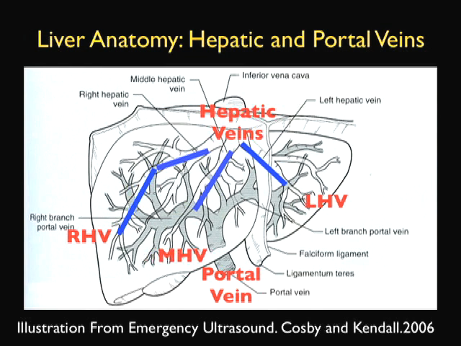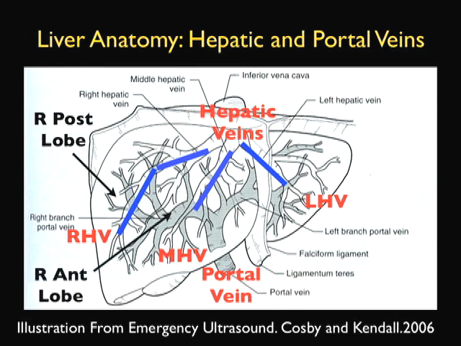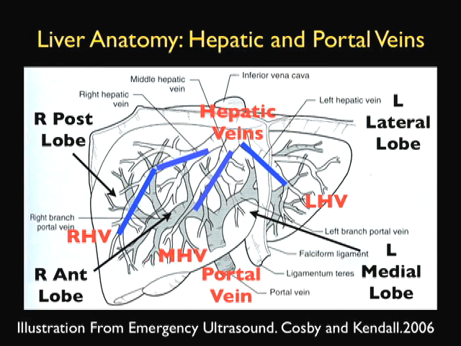Recall that the hepatic veins divide the liver into the four lobes, and we can see here the right posterior lobe and the right anterior lobe, divided by the relation of the right hepatic vein to the middle hepatic vein. We also see the left medial lobe and the left lateral lobe, which again are divided by the left hepatic vein in relation to the middle hepatic vein. Knowing the location of the hepatic veins and where the lobes of the liver are can allow us to determine where a lesion lies within the parenchyma of the liver. And this is a very nice illustration from Emergency Ultrasound by Cosby and Kendall in 2006.